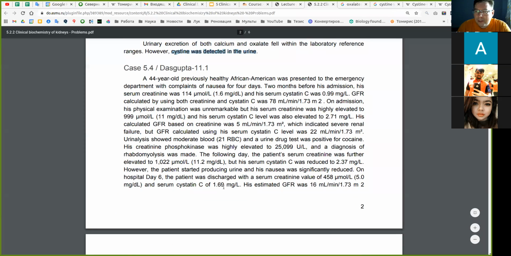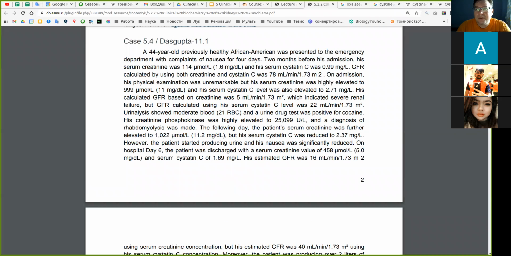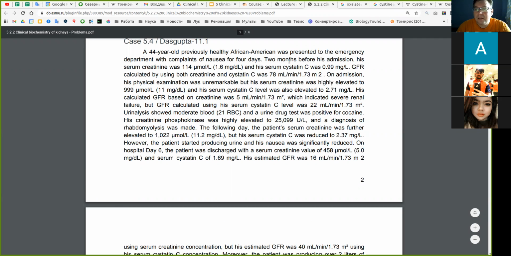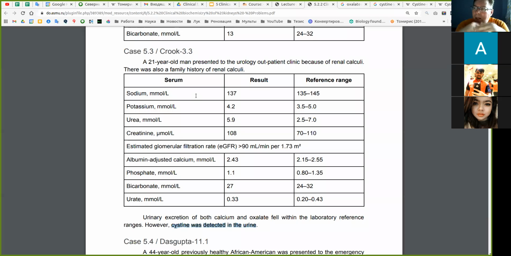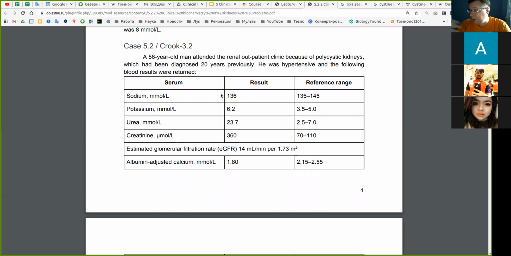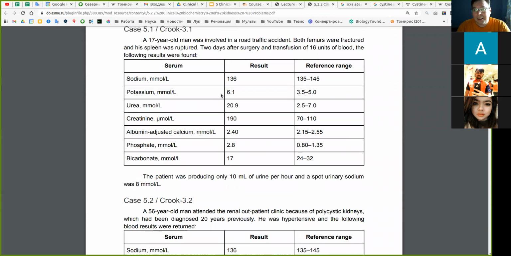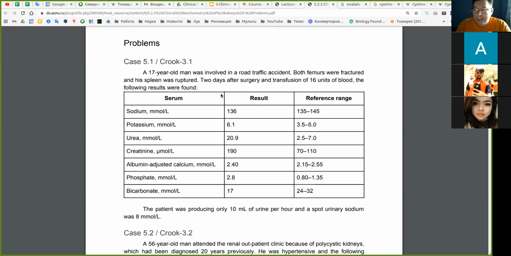Other clinical cases: African American, Emergency Department, nausea, 4 days, creatinine. So again, when you answer the question, for making a conclusion you have to explain what happened to these patients. Here we see formation of cystine stones. Here we see acute damage, and we have to write a specific stage of damage of the kidneys.